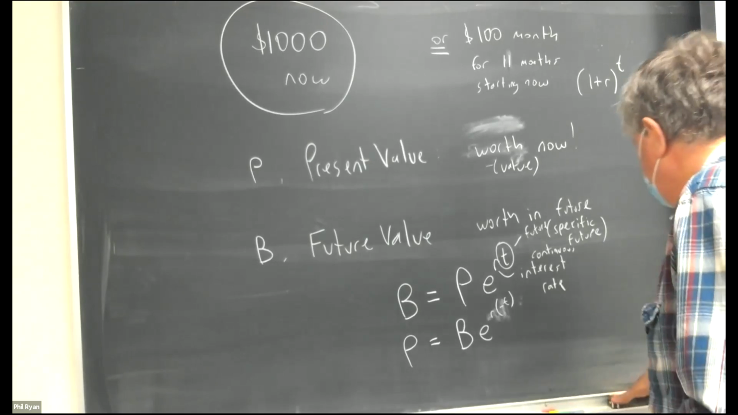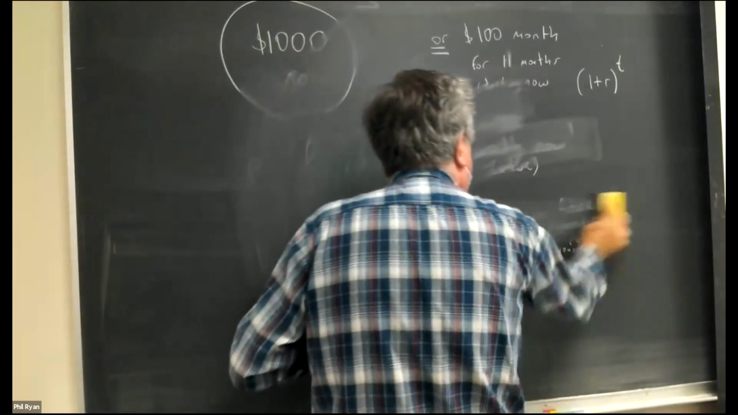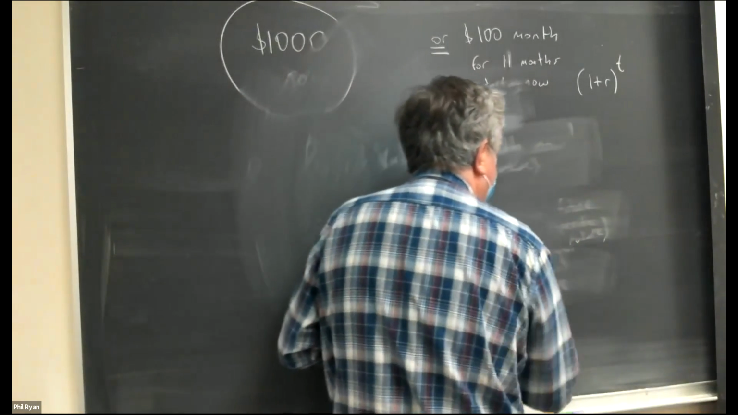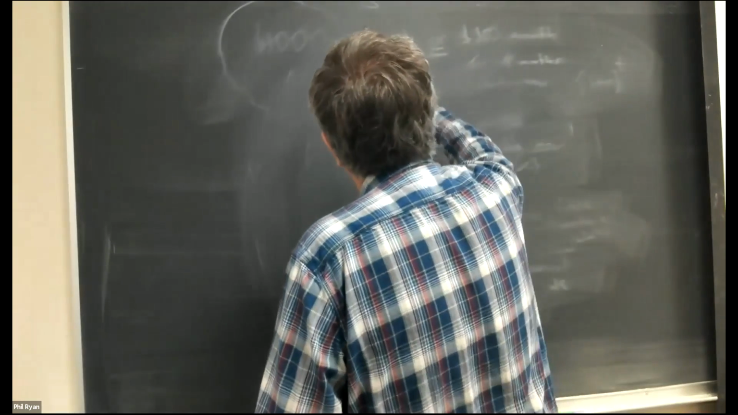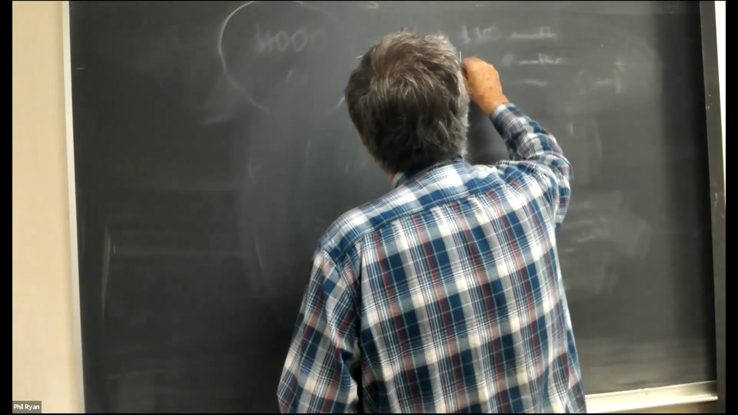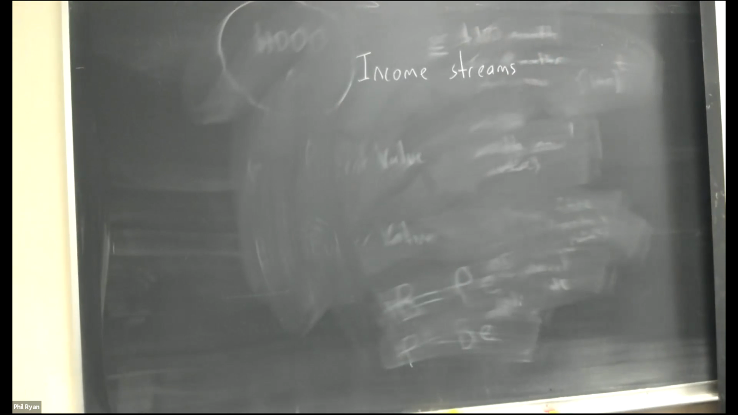Okay, so new scenario. Let me rub this off and get on to new material. This is all material that we knew from before. What we're going to discuss today are income streams. What we were doing before with present value and future value, we were just talking about a block of money at this instant or a block of money at that instant.